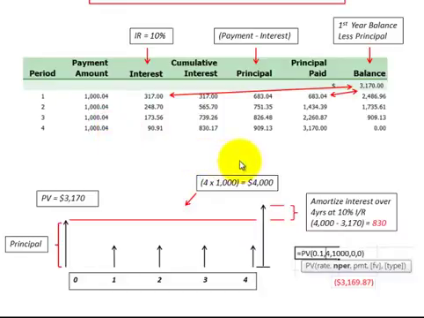So that's how we'd amortize the discount on our notes receivable or payable, and what we're talking about here in that discount is this interest expense here.